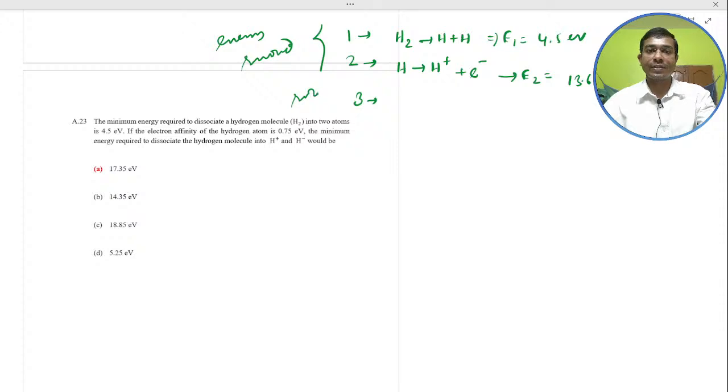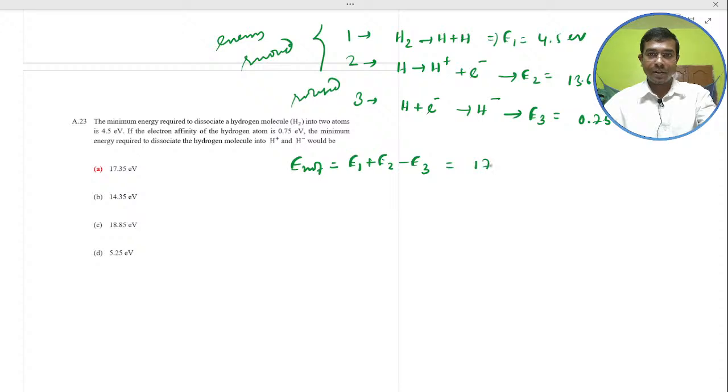And this is energy release. That H plus e minus will become H minus. Here the energy E3 is given as 0.75 electron volt. Now the net energy E net is E1 plus E2 minus E3. This would become 17.35 electron volt. Simple. 17.35 electron volt. Next.